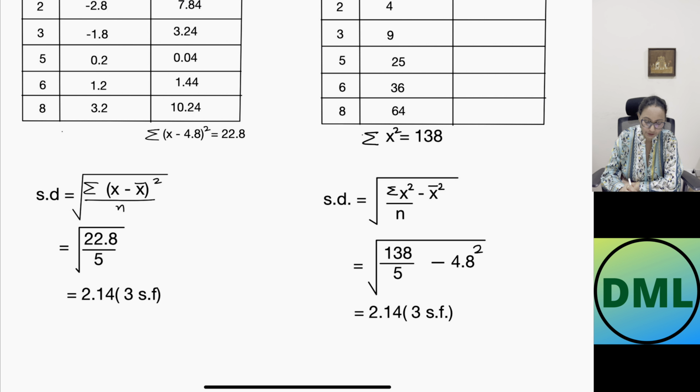As we can see from here, this method is way easier than this method. So when your mean is in decimal, we are going to use the second formula, and if the mean is a whole number, then we are going to use the first formula, then it will be easier for us to solve it.